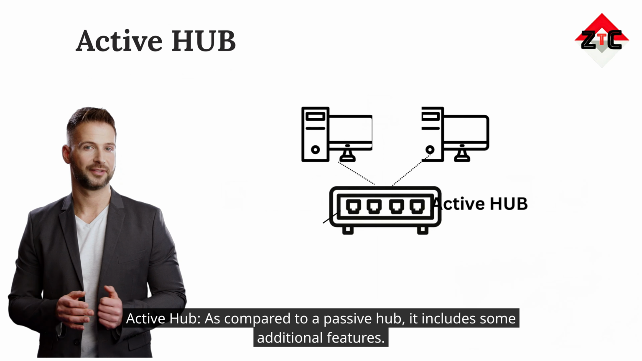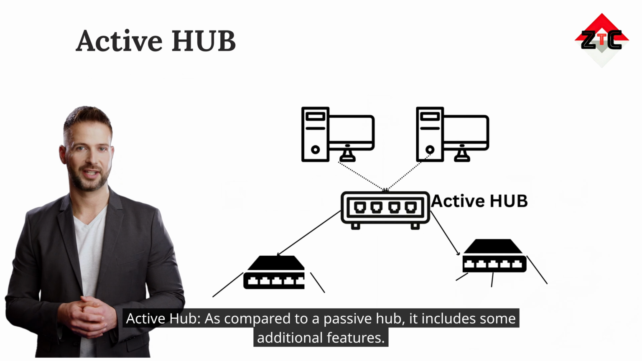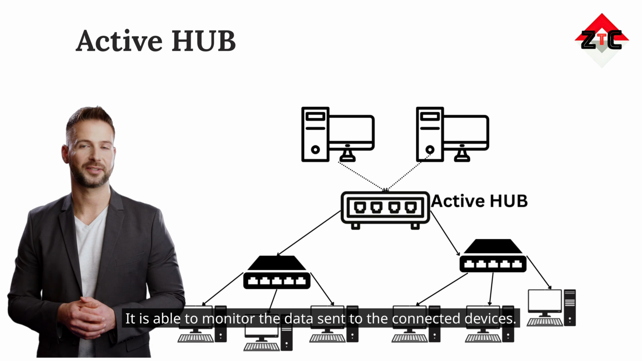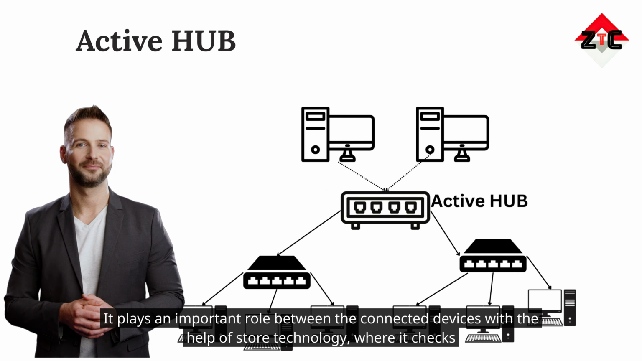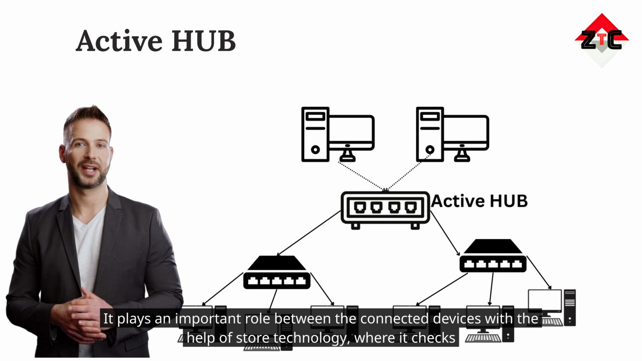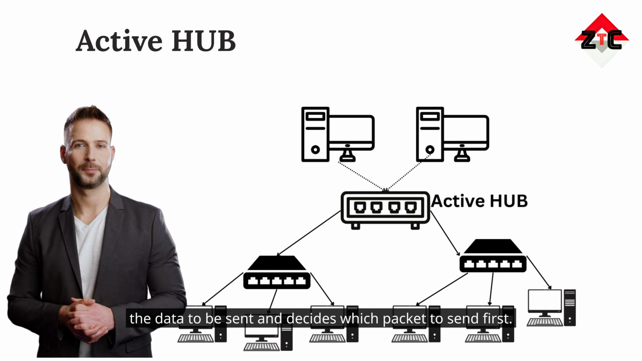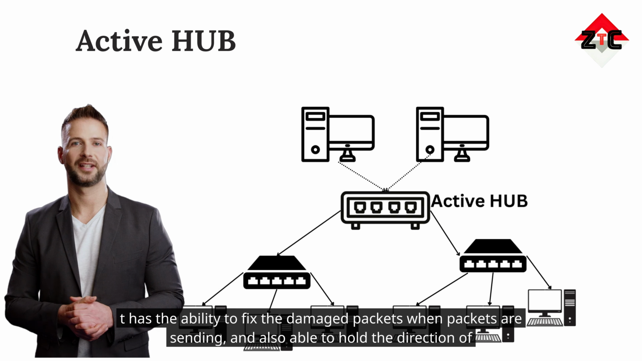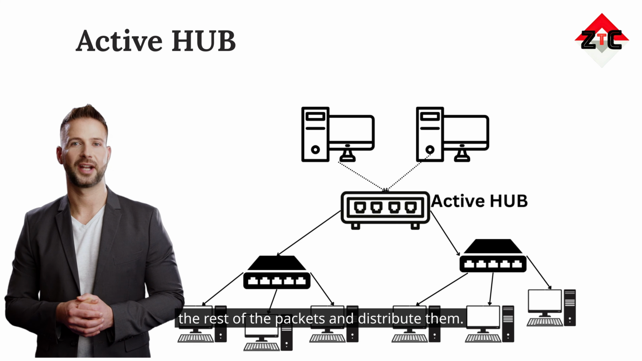Active hub. As compared to a passive hub, it includes some additional features. It is able to monitor the data sent to the connected devices. It plays an important role between the connected devices with the help of store-and-forward technology, where it checks the data to be sent and decides which packet to send first. It has the ability to fix damaged packets when packets are being sent, and is also able to hold the direction of the rest of the packets and distribute them.